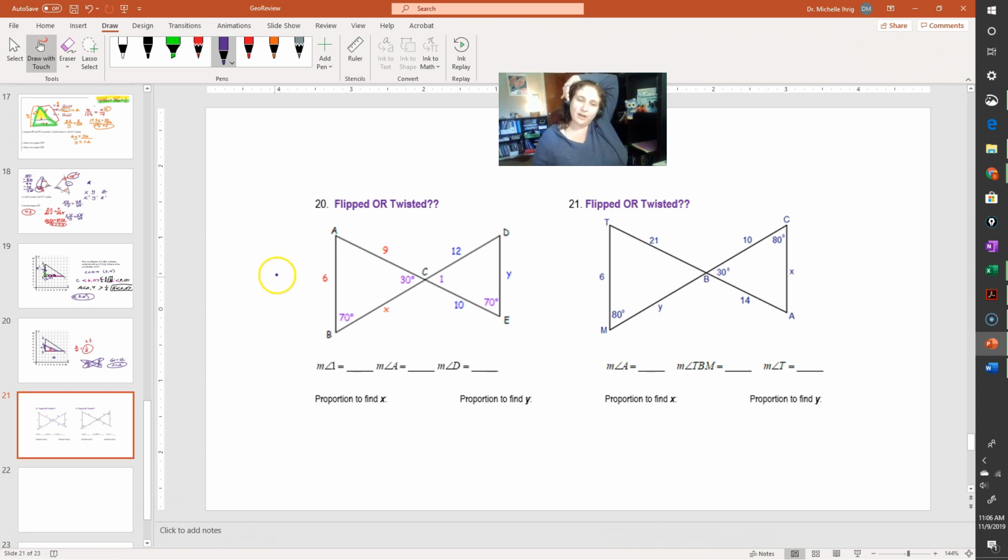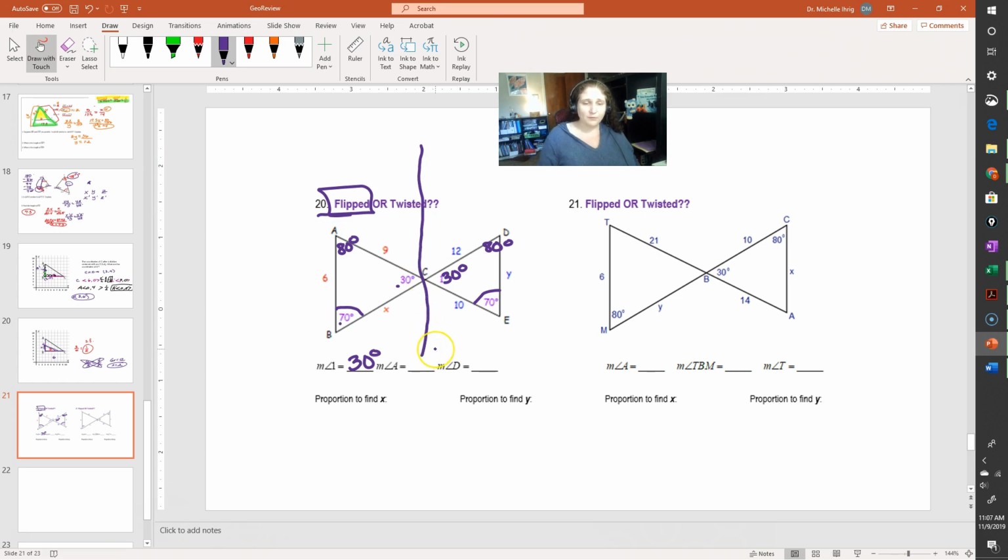So first of all, let's see what we know. Well, we know this is 70 degrees, and we know this is 70 degrees because it tells us. We know that these are vertical angles, so this has to be 30 degrees right here. That means if 70 plus 30 is 100, this would have to be 80 degrees. So in this case, we know that it was flipped. It was reflected right here, because if I could fold my screen in half, I would then be able to see that this is my line of reflection.